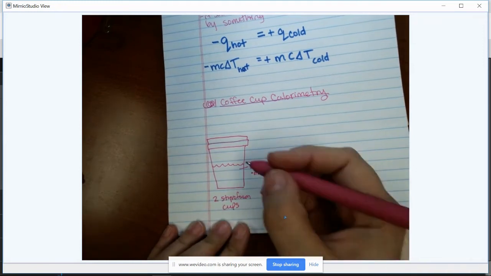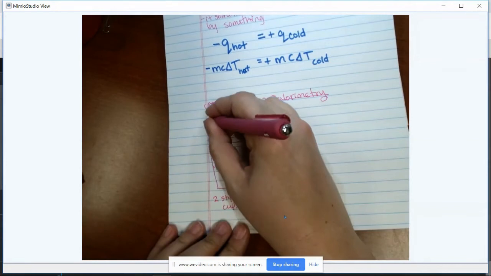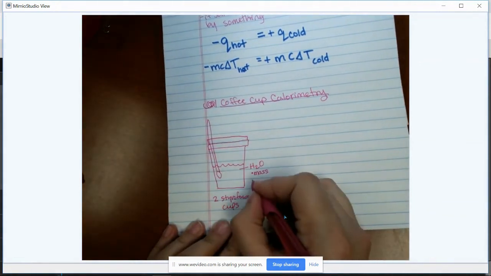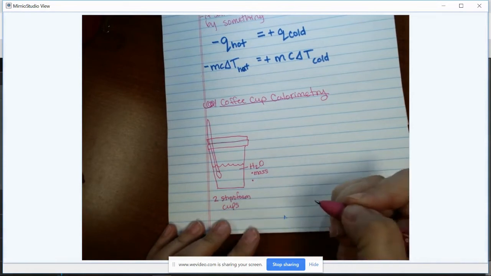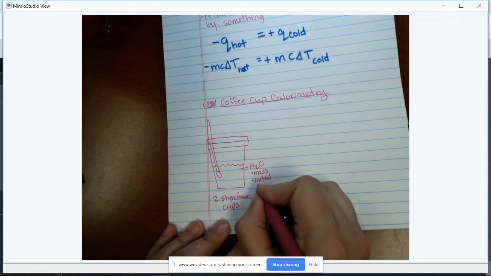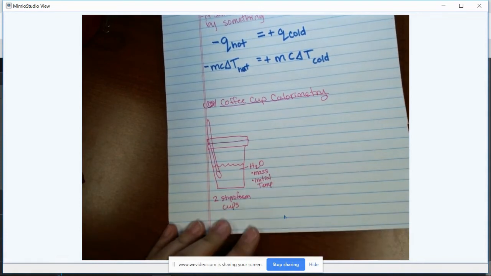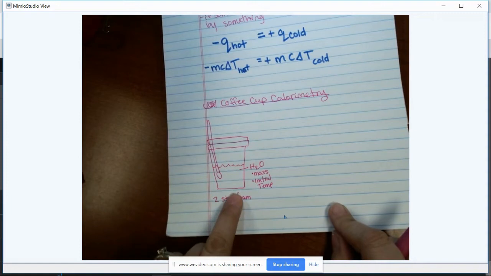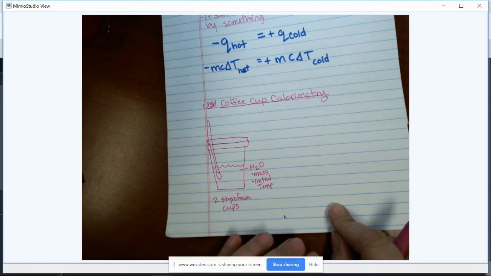The other thing we do is we plop a thermometer down in here. There's my thermometer. We take the temperature of this water, and I'm going to call that the initial temperature, because we are going to do something to cause this water temperature to change. So we take the initial temp of the water. Meanwhile, this is sitting on the lab table, just at room temp, hopefully. We take the mass and the initial temp of that water.